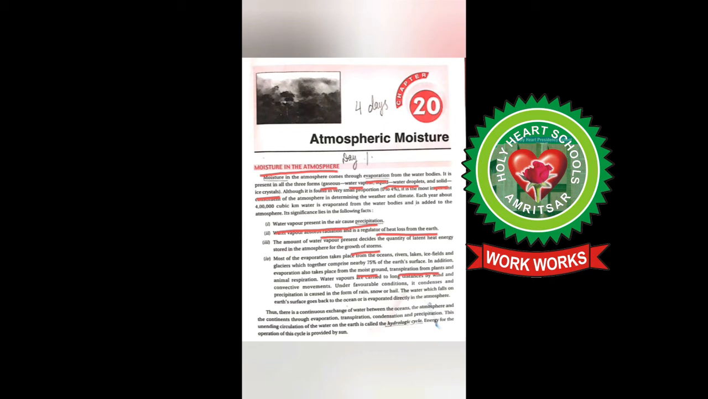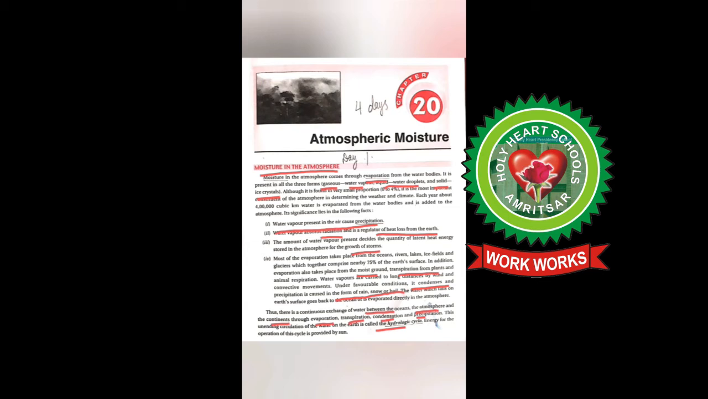The condensed water gives rise to rainfall, snowfall or hailstones. Thus, there is a continuous exchange of water between the oceans, the atmosphere and the continents through evaporation, transpiration, condensation and precipitation. This unending cycle of water on the earth is called the water cycle or hydrological cycle.